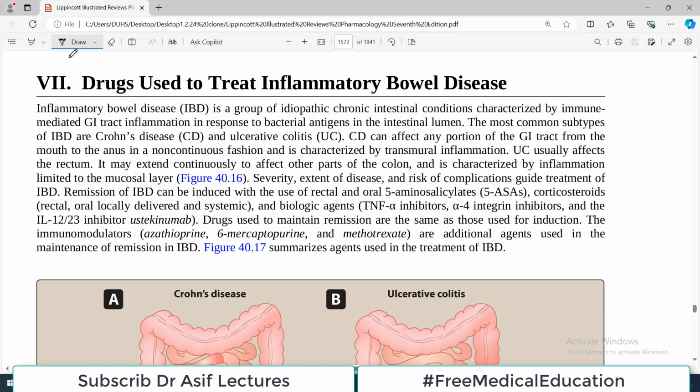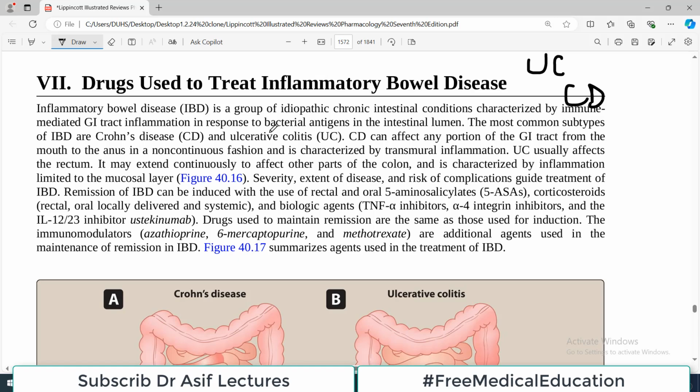GI drugs हम discuss कर रहे हैं. And today is going to be the last topic of this chapter. And we will discuss drugs which are used to treat inflammatory bowel disease. Now, inflammatory bowel disease is a group of disorders which basically contains two different phenotypes, ulcerative colitis and Crohn's disease. They are very commonly seen in clinical practice and therefore they are also very routinely tested in the examinations.